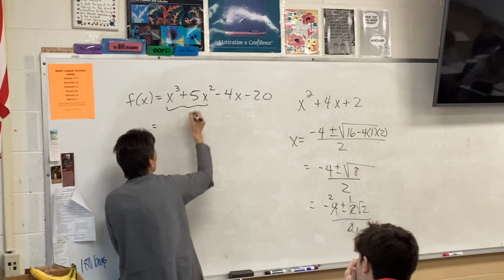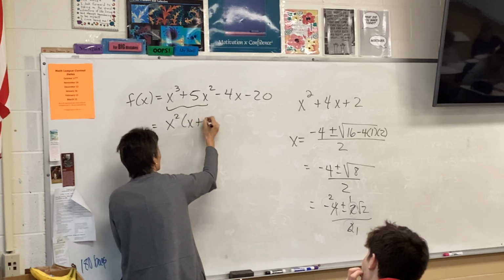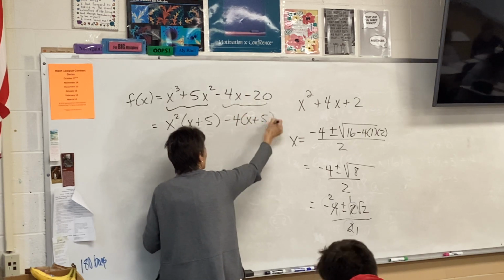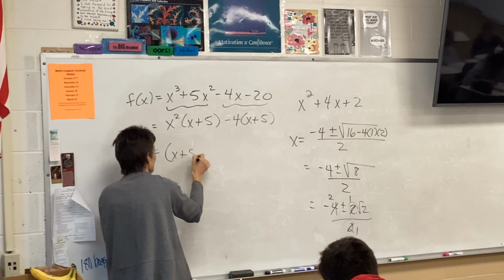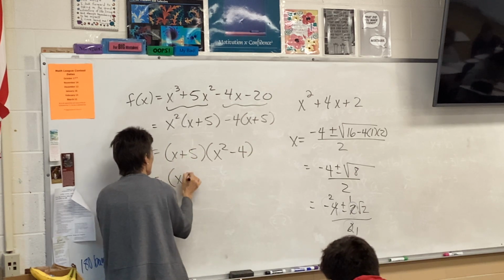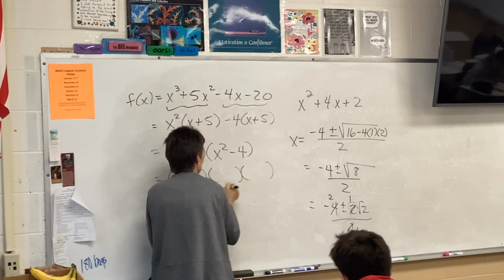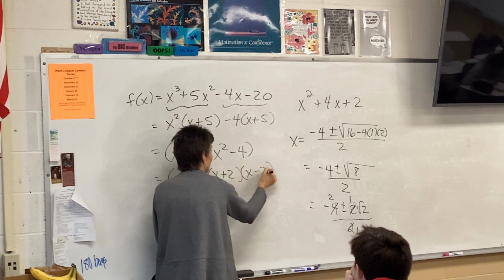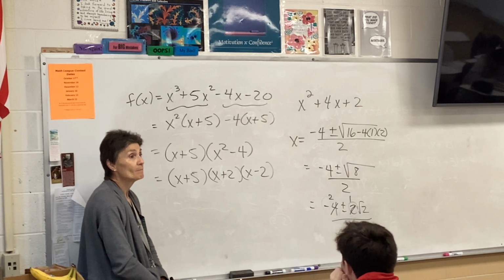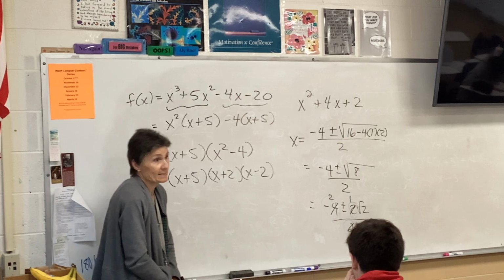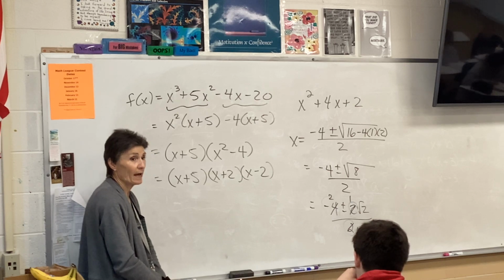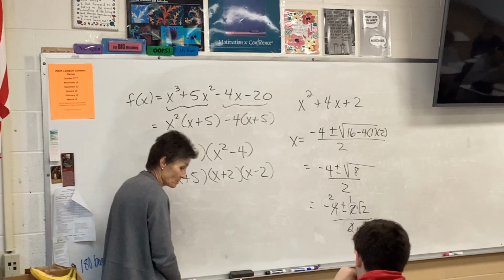What can I take out of the first two? X squared. What can I take out of the last two? Negative 4. So then I have my x plus 5, and then I have the things I took out. And what do we know about x squared minus 4? Squares. Plus 2 and minus 2. That's a lot easier than guessing and dividing. But guessing and dividing will work. Absolutely, that will work.